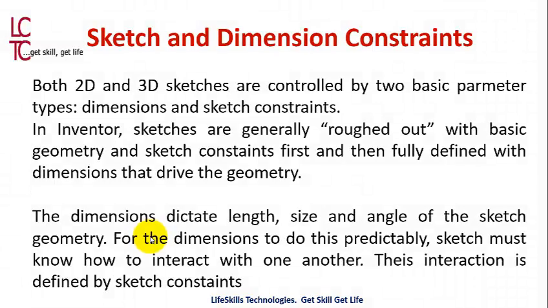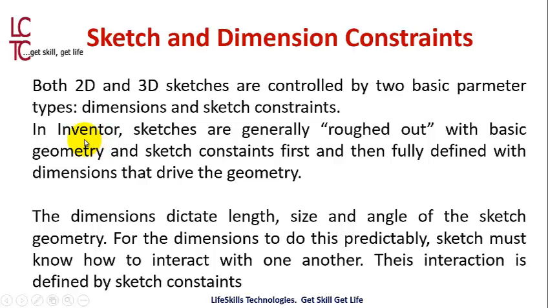Now let's talk more about sketch and dimension constraint. There is no way we work with sketch and we will not talk about constraint. Well, a constraint, in layman's terms, is something that limits something. That is, it is a kind of limit on what you are doing. Now, in Inventor, your drawing, your sketch, is controlled by two basic parameter types. So we are going to work with dimension constraint and sketch constraint.